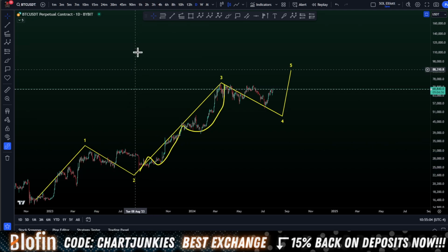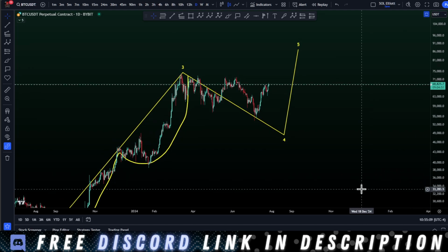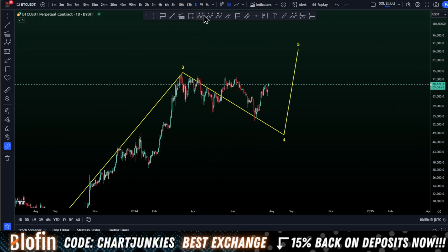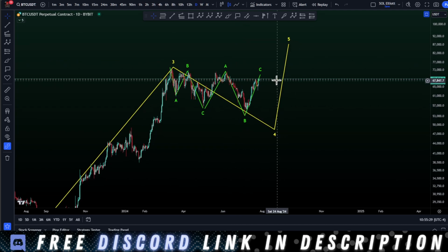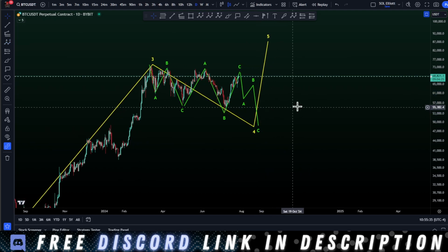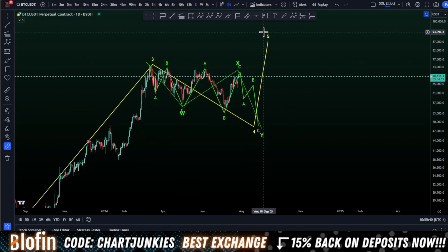And what I'm looking at here is an extremely complex correction, but that's what wave 4s do, in which we have a correction down, we have a flat correction up, and we will get another correction down, and that will put in our WXY like so.